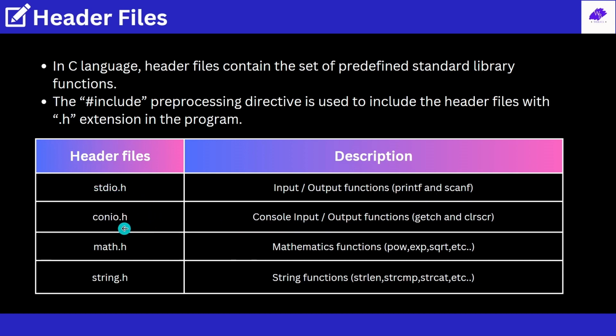Next is conio.h, that is console input output, which contains the getch and clear screen functions. Next is math.h, which contains mathematical functions, that is power, exponential, square root, etc. Next is string.h, which indicates that there will be operations on strings, such as string comparison, string concatenation, etc.